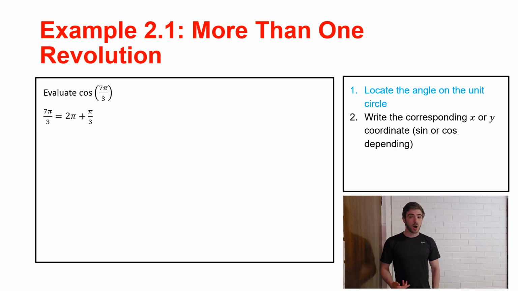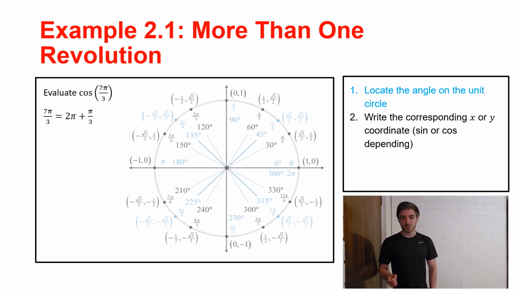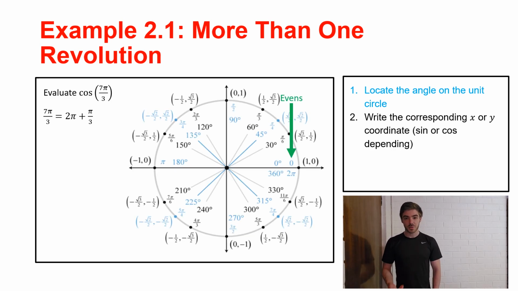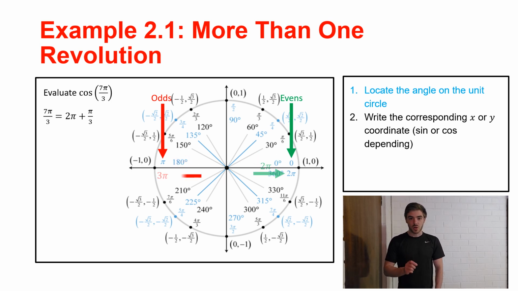The whole value of pi tells you where to start on the unit circle. If you have an even value of pi, then you start on the right. If you have an odd value of pi, then you start on the left instead. This is because if you imagine counting around the unit circle in multiples of pi, you'll notice that all the even values of pi appear on the right, and all the odd values of pi appear on the left. We can use this to our advantage.